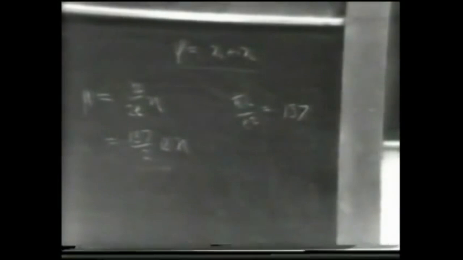Now, this theory just shows that monopoles can exist consistently with the Schrödinger equation. There's nothing to say that these monopoles have to exist. Whether they exist or not is something which can only be decided by experiment.